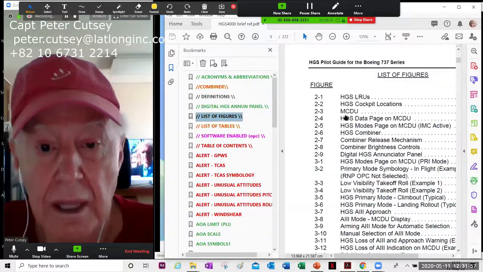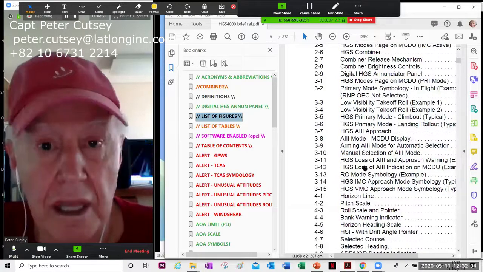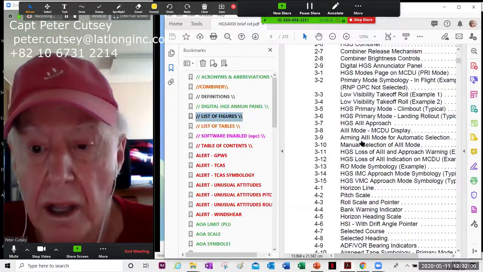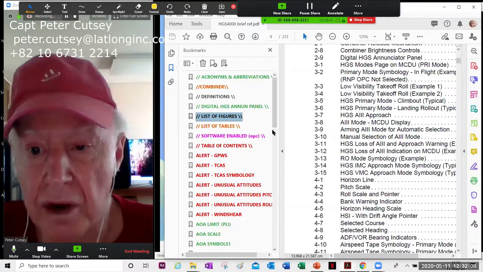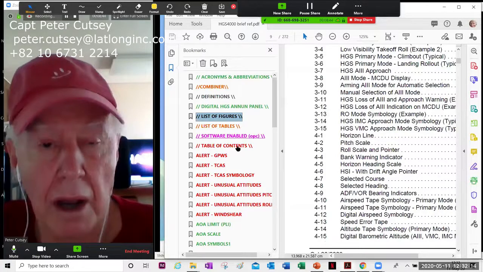Anything and everything that will be projected on the screen on the combiner, you have references here. So, and you can go to them. We're not going to do it now. We're going to have a look at a few videos. And then a list of all the different tables.